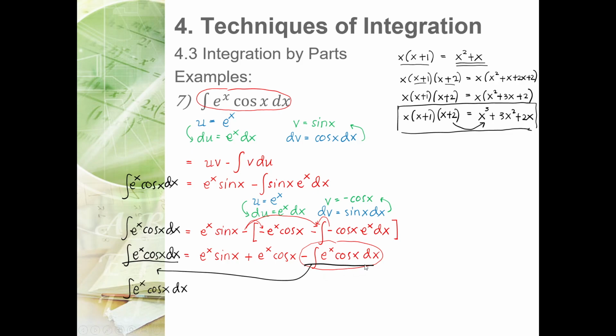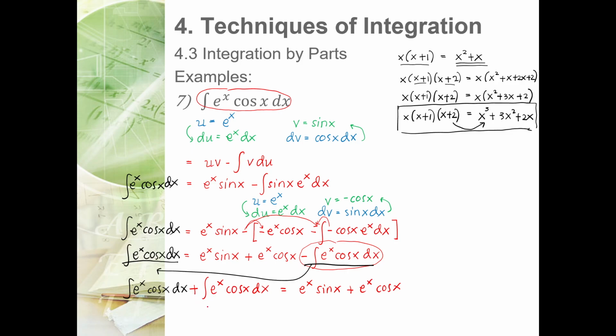Transposing the negative integral of e to the power of x cosine x dx, this becomes plus the integral of e to the power of x cosine x dx is equal to e to the power of x sine x plus e raised to the power of x cosine x. Diba?